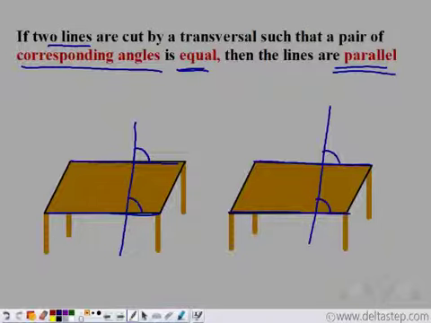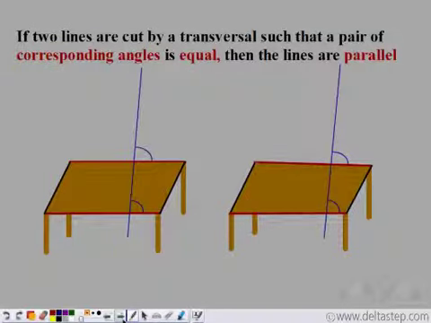If 2 lines are cut by a transversal such that a pair of corresponding angles is equal, then the lines are parallel. So let us measure these angles now and see whether the tables which the carpenter gave you have parallel lines or not. So we take a protractor.